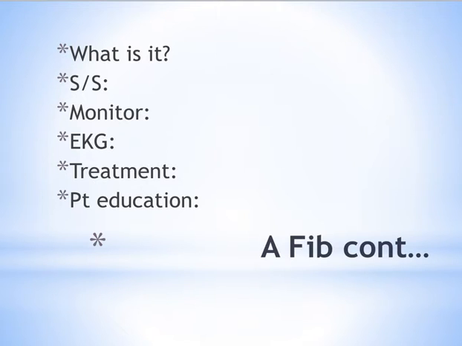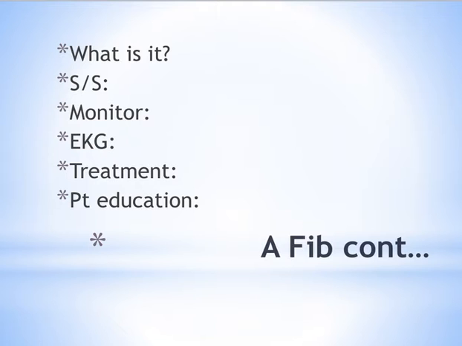What do we need to monitor? We need to monitor for signs and symptoms of decreased blood flow, poor perfusion, altered mental status, slurred speech, and other stroke signs and symptoms like ataxia or a facial droop, cool extremities, and an increased heart rate at rest. What's the EKG going to show? It's going to show chaotic, low voltage waves where the P wave is supposed to be.